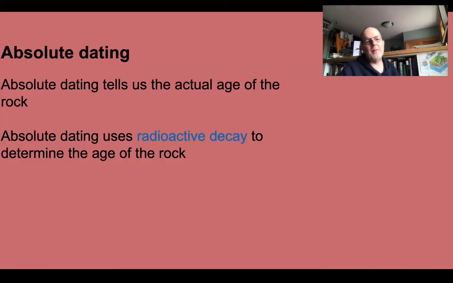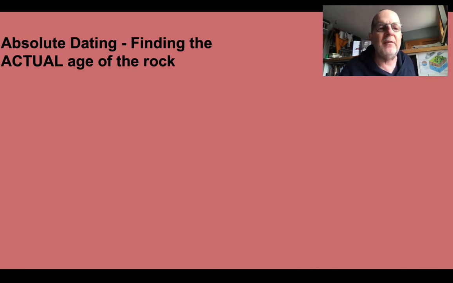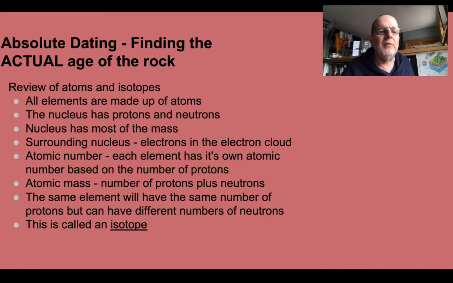Absolute dating, the next type of dating. Absolute dating tells us the actual age of the rock. Absolute dating uses radioactive decay to determine the age of a rock. Absolute dating, finding the actual age. Review of atoms and isotopes. All elements are made up of atoms.